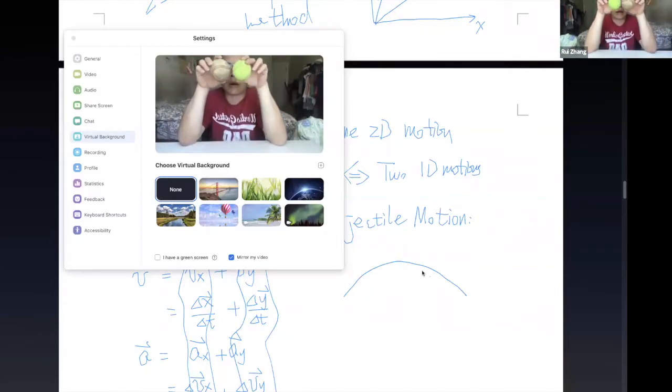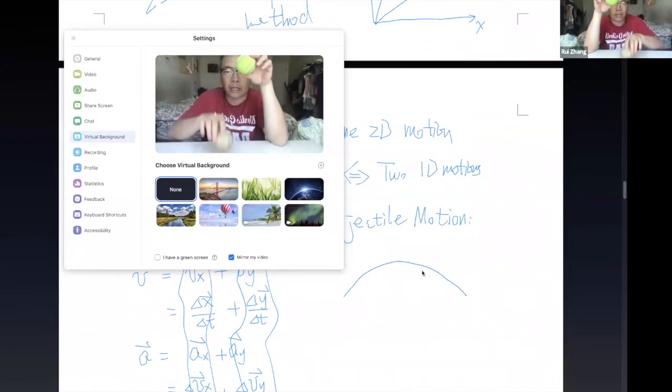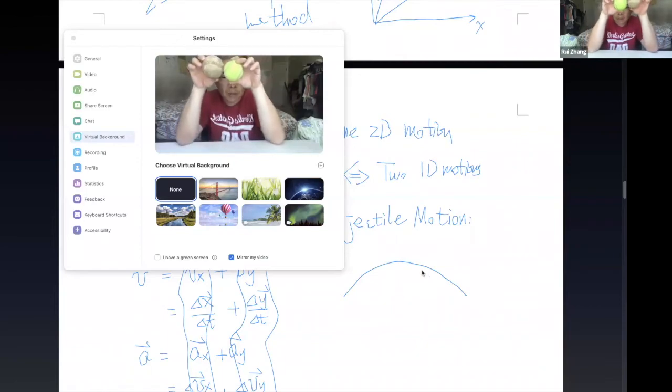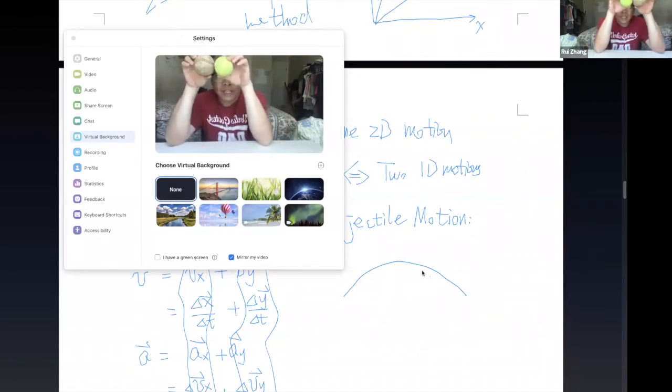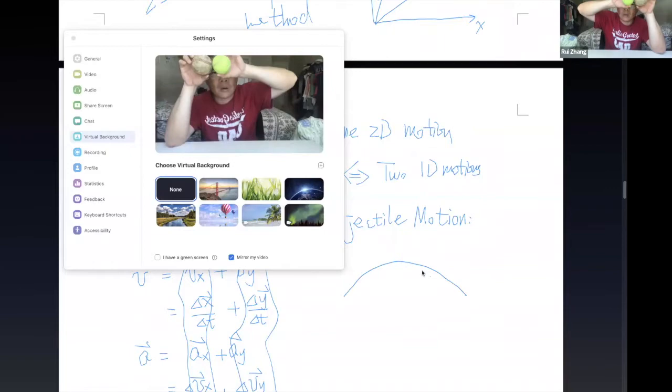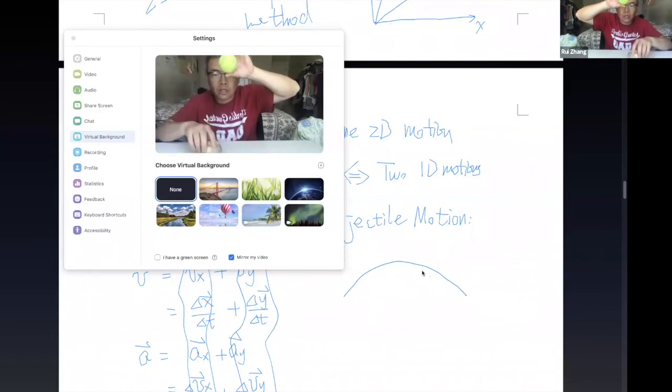What I'm going to do right now is drop these two balls. I'm going to drop this one as before, vertically, but for this one, I'm going to give it an initial horizontal velocity. I'm going to throw the ball like this, so it has a velocity like this. Then this ball is going to do free fall motion, and this ball is going to do projectile motion.